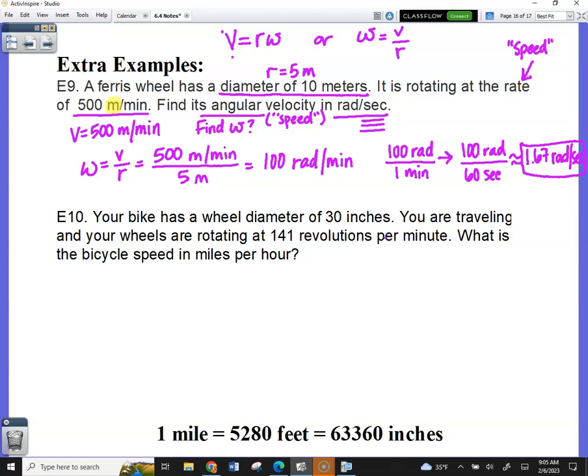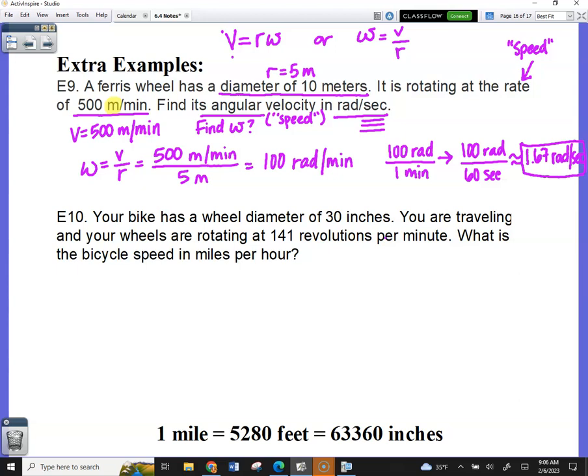I need to give you an example of when you have some serious converting to do so that you're not lost. Your bike has a wheel diameter of 30 inches and your wheels are rotating at 141 revolutions per minute. What's the bicycle speed in miles per hour? Alright, we've read it once, let's read it twice. We're talking about a bike, we're talking about the rotation of the wheels.